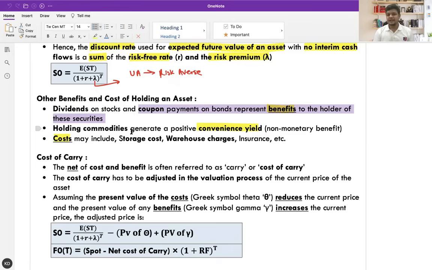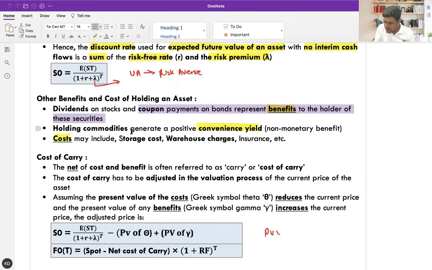So if you invest in futures, what's the difference between futures and spot? Assume there is no cost and there is no benefit. Assume that. What is the difference between futures and spot? The only difference, can I say it's the time value of money? Right? Yes. So, do you remember the time value equation?